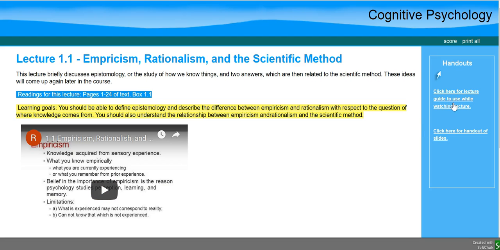On the right-hand side of each lecture module, there are two links for handouts. One is a link for a lecture guide to use while watching the lecture. This is usually a series of questions that they can answer as they listen to the lecture. And then students also have the ability to print out or download a handout with the slides from the PowerPoint that accompanies each of the video lectures.